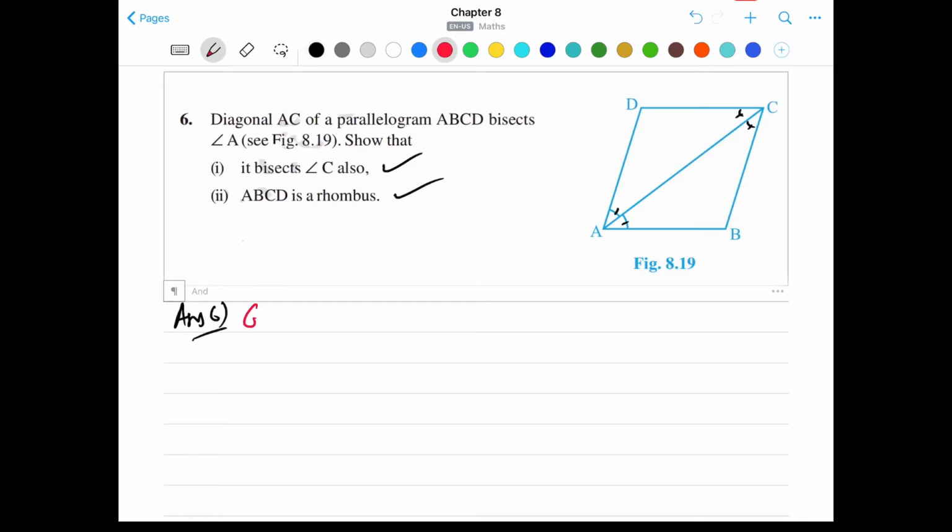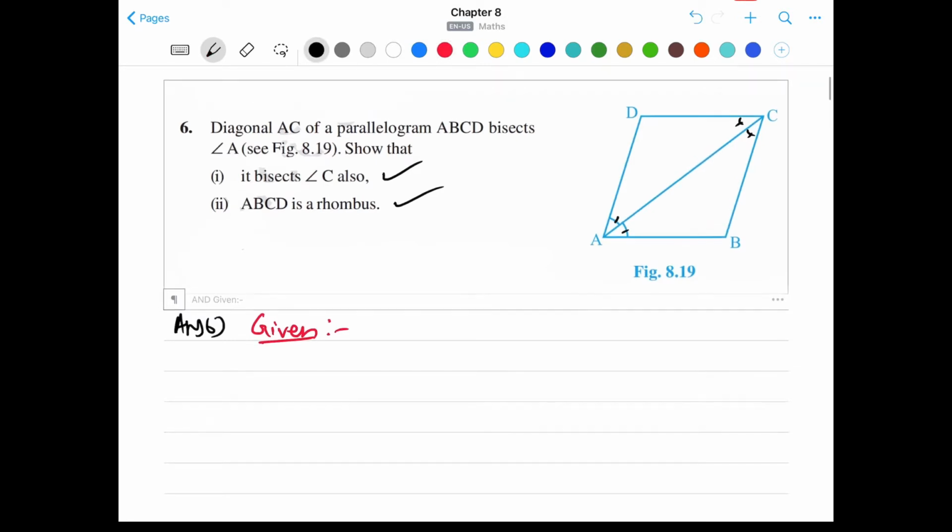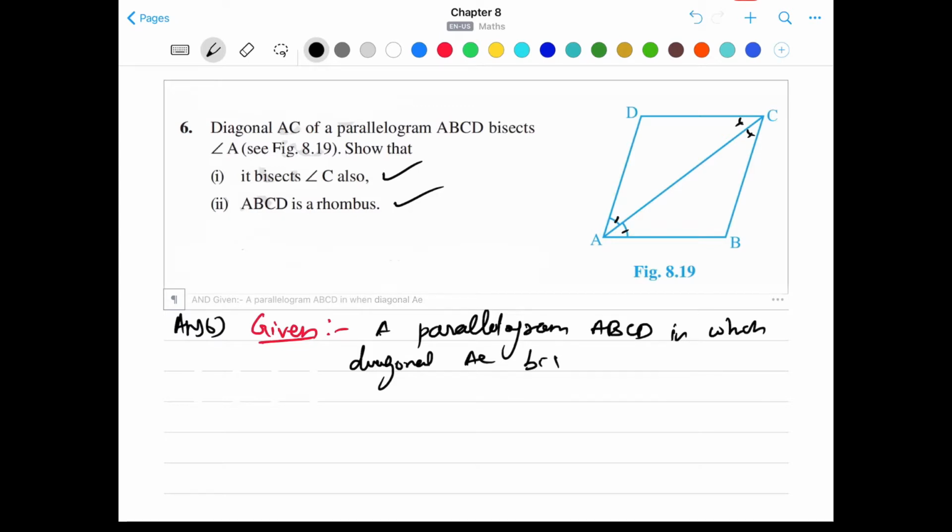First we will mention the given part. Given here is, we are given a parallelogram ABCD in which diagonal AC is bisecting angle A. Okay, so given is a parallelogram ABCD in which diagonal AC bisects angle A. So this is given to us.